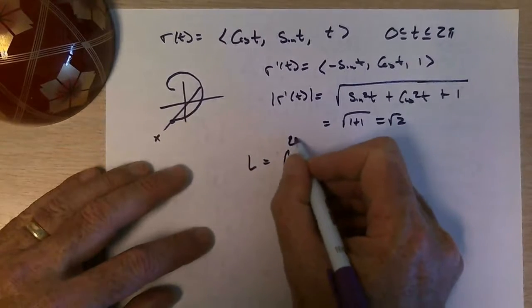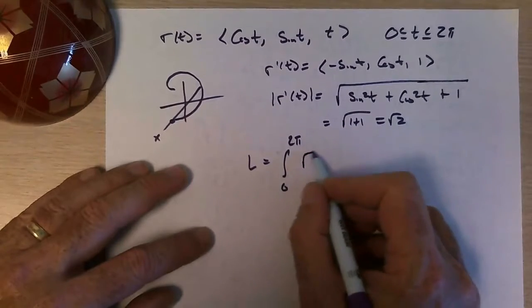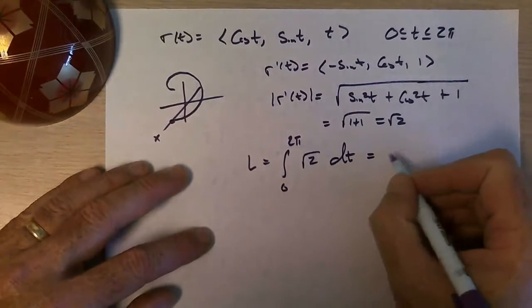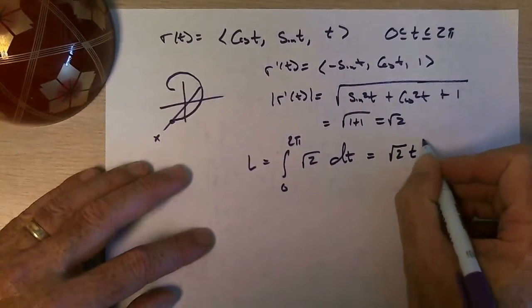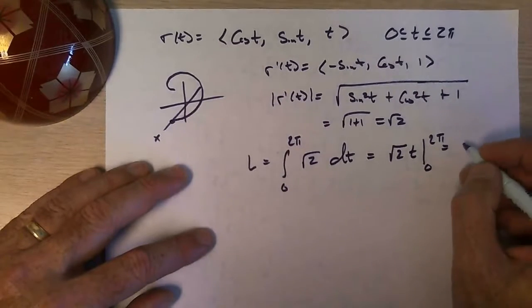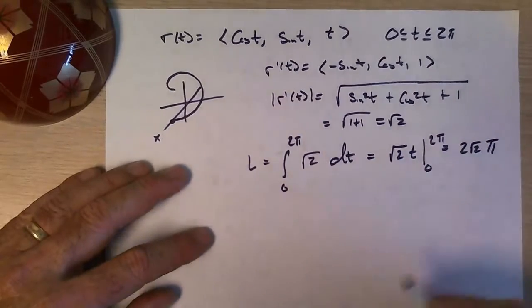from 0 to 2 pi, starting value of t to ending value of t, of this square root of 2 times dt, which I think I can do that one in my head. Square root of 2 times t, evaluated from 0 to 2 pi, which is 2 radical 2 times pi minus 0. Okay.